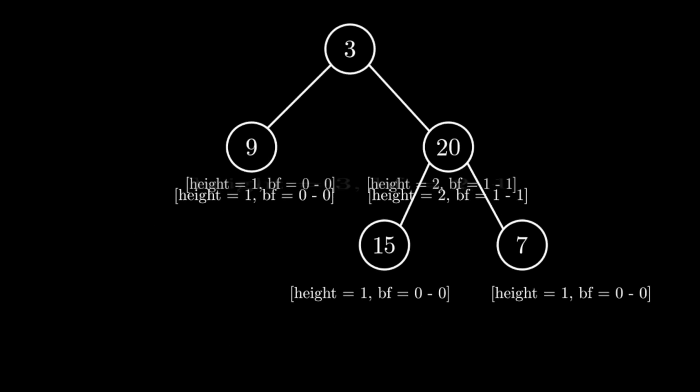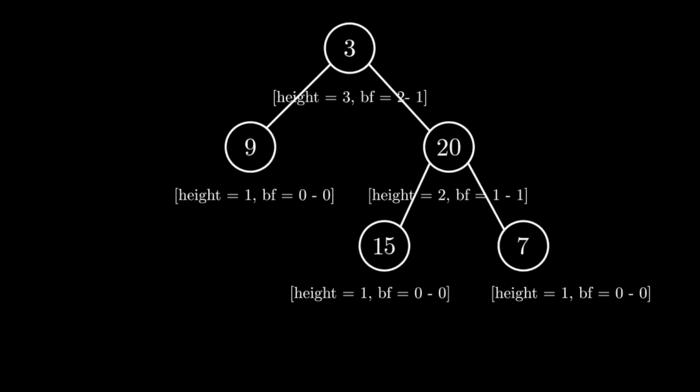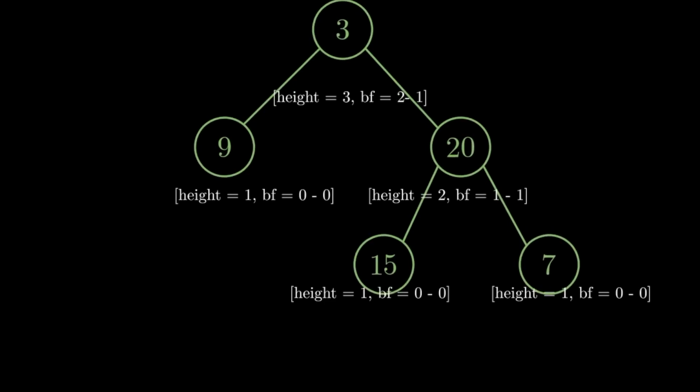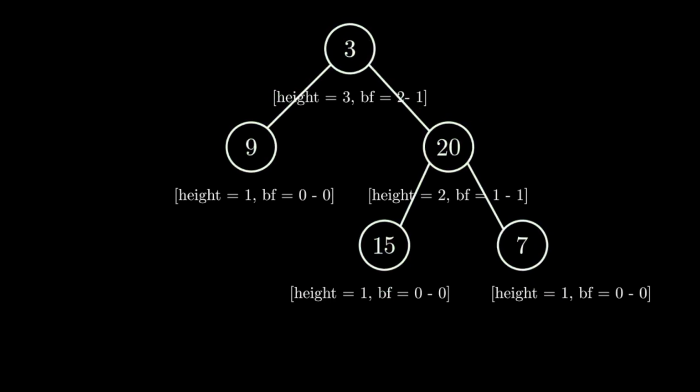And these results propagate to the root node, where we see the height is 3 and the balance factor is 2 minus 1, so 1. Since the root has a balance factor of 1, it is a height-balanced binary tree. Now, let's look at an incorrect example.